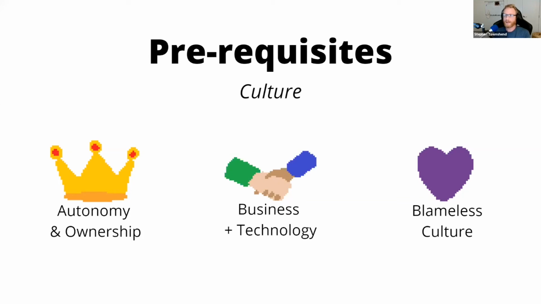Flowing on from that, in order for teams to operate with autonomy and to own their own SLOs, we need business and technology stakeholders embedded and working together within teams, not separate entities. This enables teams to independently make decisions about service level, among many other things.